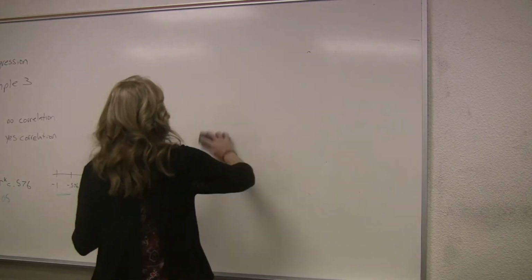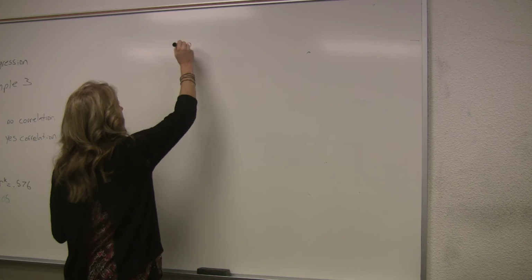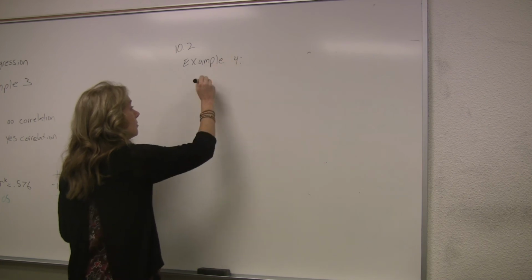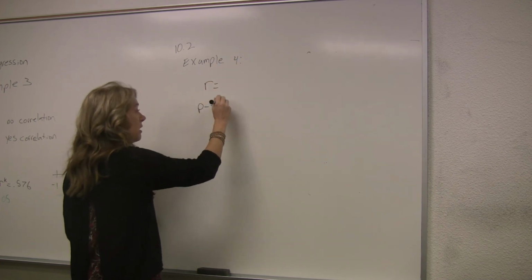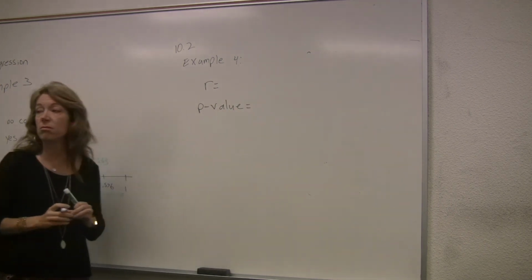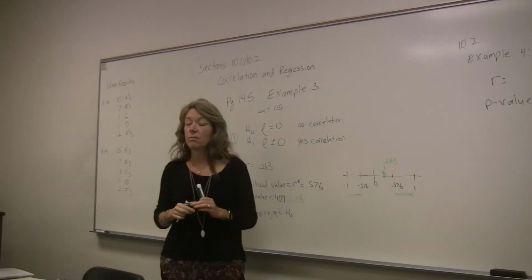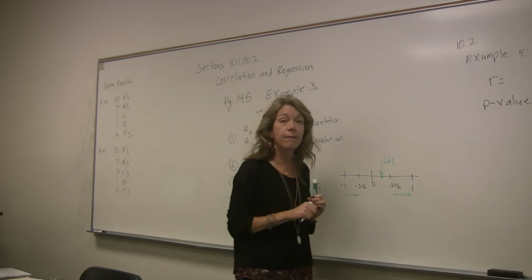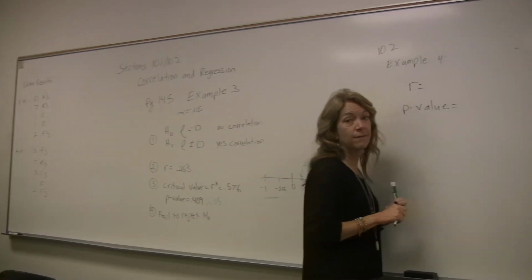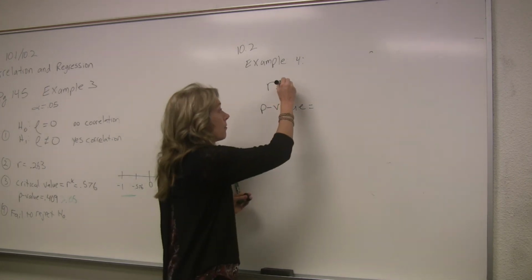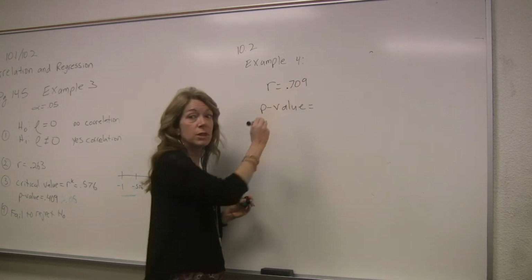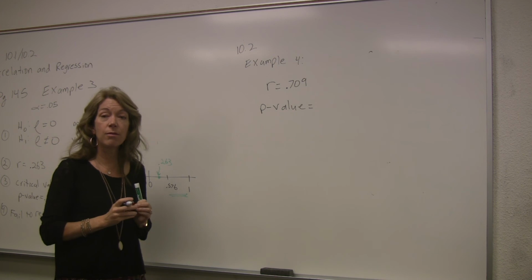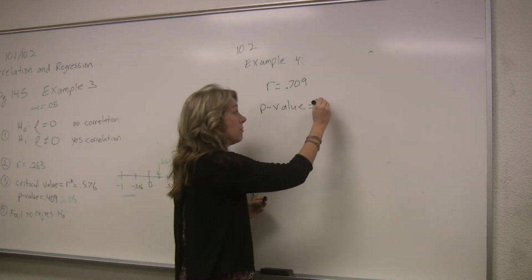So this is example 4 from 10.2. I would maybe write down my R and at least a p-value. You got it already, Kevin? What'd you get for R? 0.709. Someone agree with him? William's nodding, couple nods, Christian's nodding. What'd you get for a p-value? 0.07? Mm-hmm.